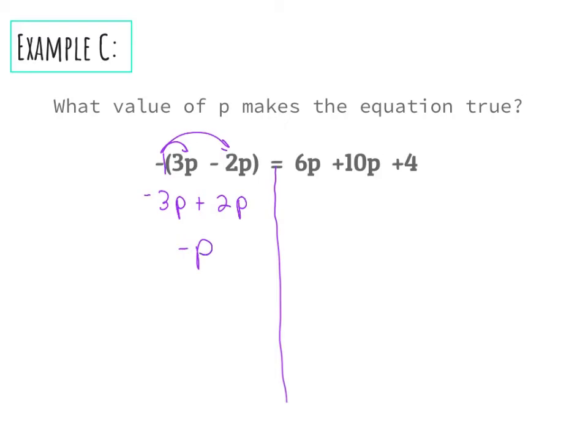so I can put -p. Then I've got to go to the other side of the equation where I've got 6p and 10p that are going to combine. 6 plus 10 is 16. So I end up with 16p. The positive 4 can't combine with anything, so I'm going to just bring it down. So now I've got two p's, one on each side of the equation.